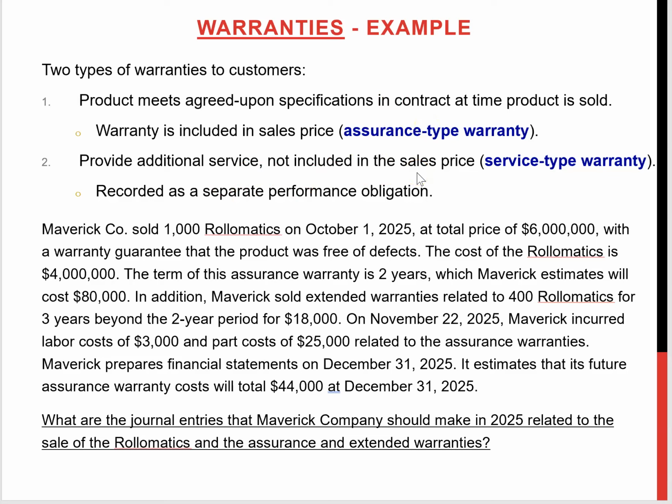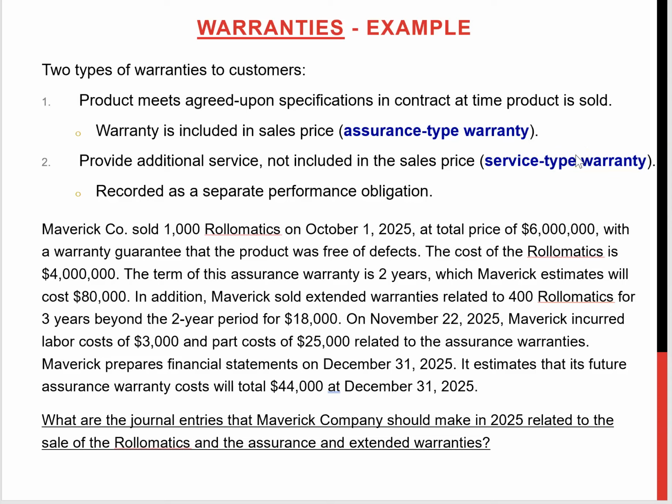But if the customer gets any additional service in exchange for an additional price, that will be a separate performance obligation. Service type warranties are separate performance obligations, but assurance type is one performance obligation.